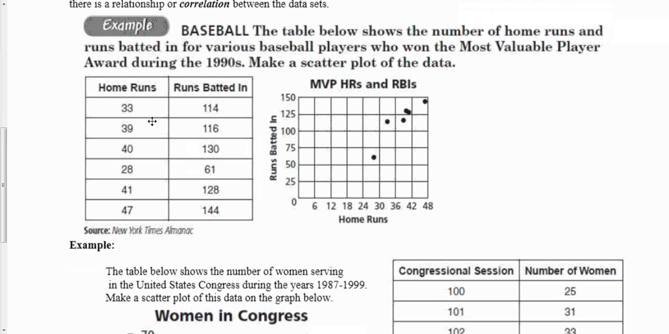So all we had to do then, home runs on the x-axis, runs batted in on the y-axis, we would just plot. We go over, looks like this one should be our 28, and up to 61. So this data point right here has to do with this set of data. Now all of these data points will go with one of these people. So this is just a scatter plot. We're just showing all of the data plotted out on this graph.